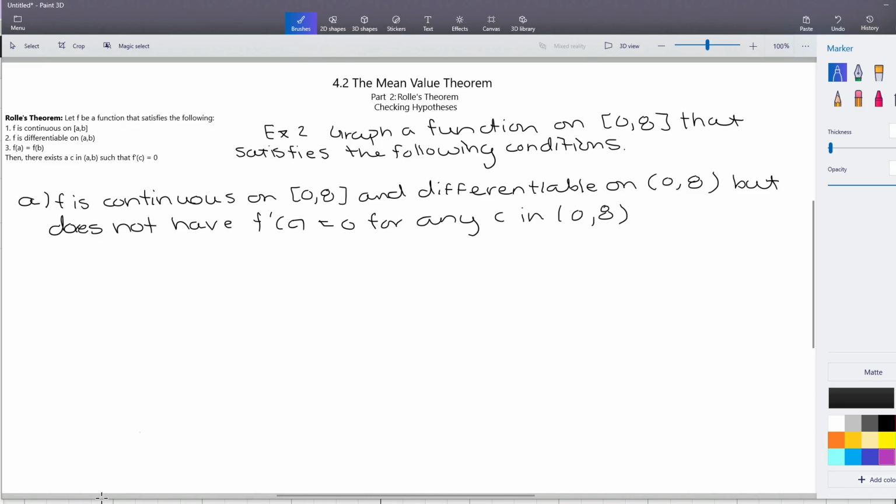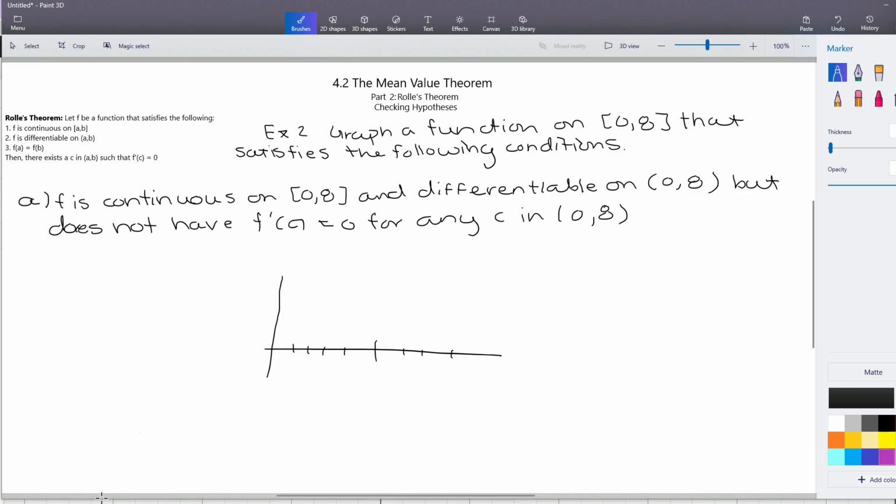We're looking for a function that is continuous on the closed interval 0, 8 and differentiable on the open interval 0, 8, but does not have the derivative being 0. No horizontal tangent line for any c in the interval 0, 8. I encourage you to pause the video now and draw yourself a function that satisfies this. There are tons of different functions that satisfy this, and we want to look at just one of them.